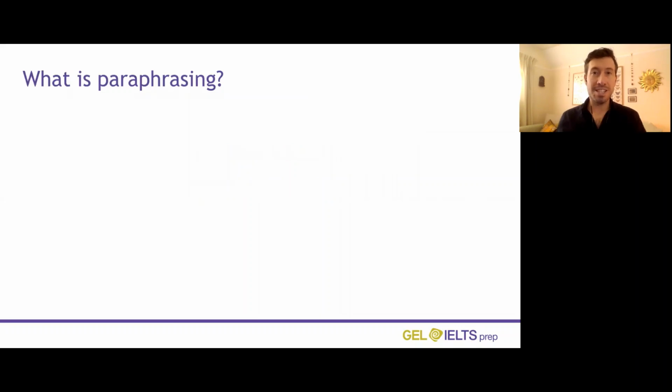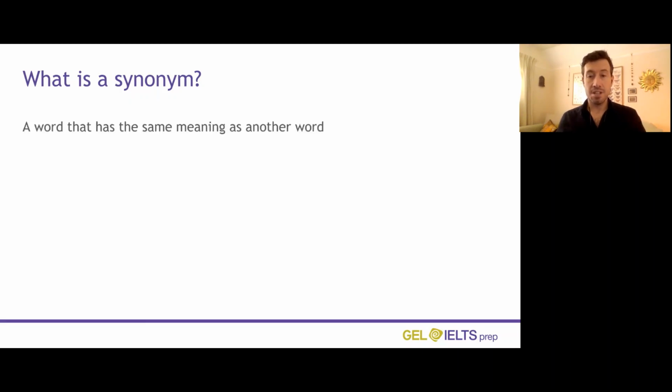So let's start with what is paraphrasing. Well, the first two things we need to understand are synonyms and word families. Paraphrasing uses both of these, and we're going to cover these right now. So let's start with synonyms. First, we need to know what is a synonym exactly. So a synonym is a word that has the same meaning as another word.